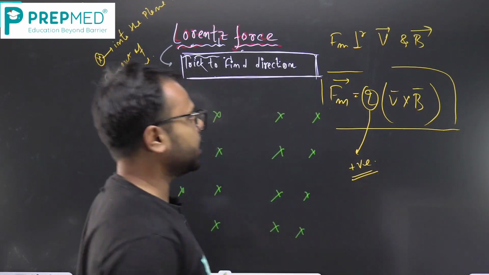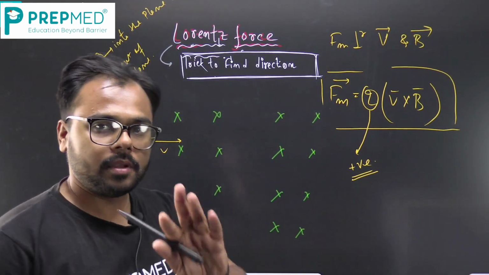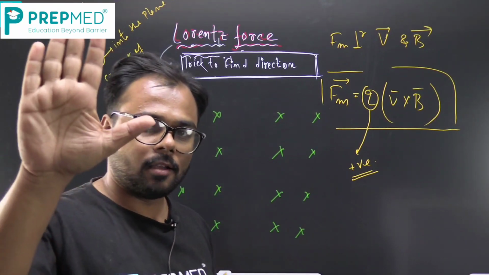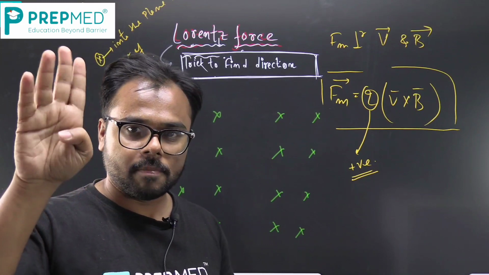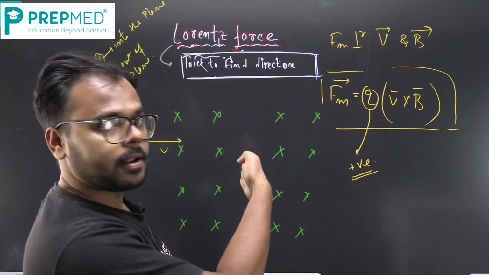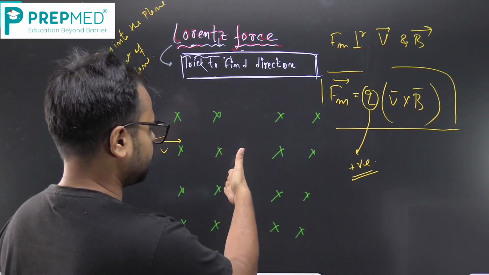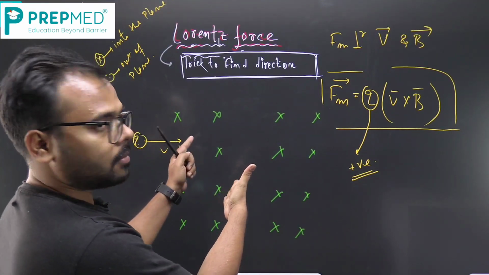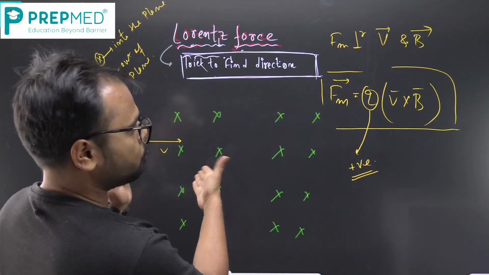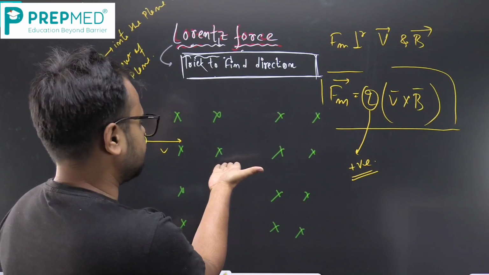So how can you get the direction of force right now? This is your V vector, and the B vector is into the plane of paper. All of you take your right palm. The magnetic field is represented by these four fingers, so into the plane of paper, we point our fingers inside the board, and we point the thumb in the direction of the velocity vector of the charged particle, that means towards my right side. I hope you can understand this.